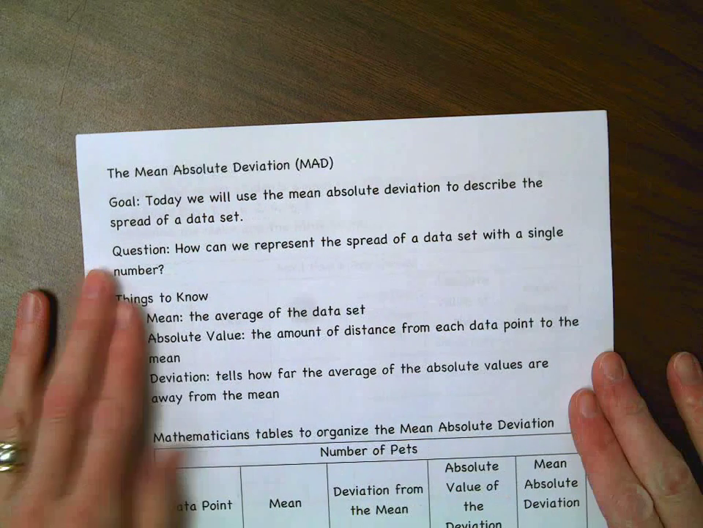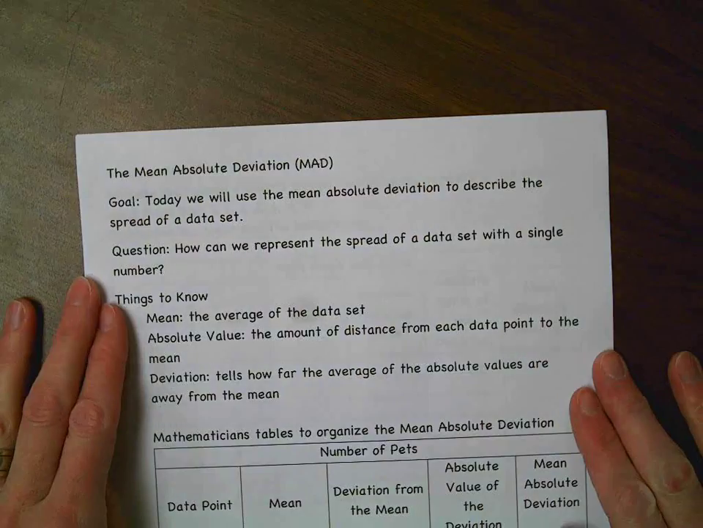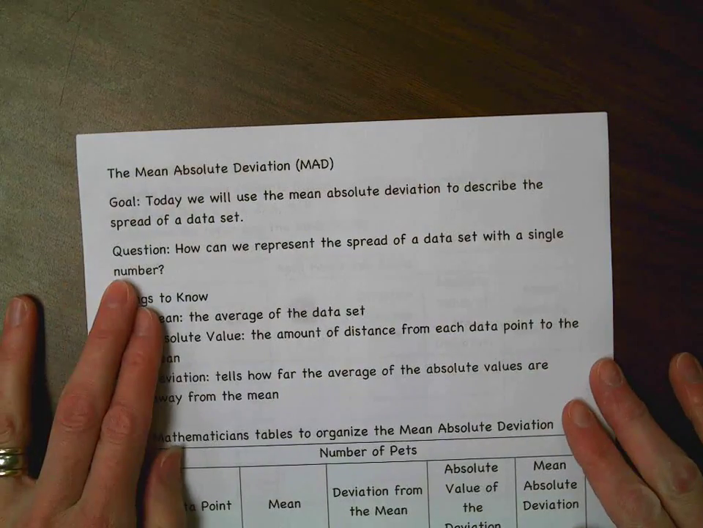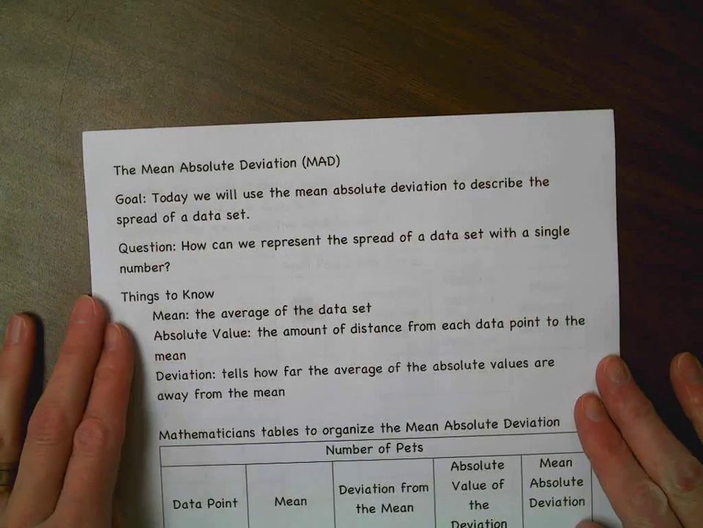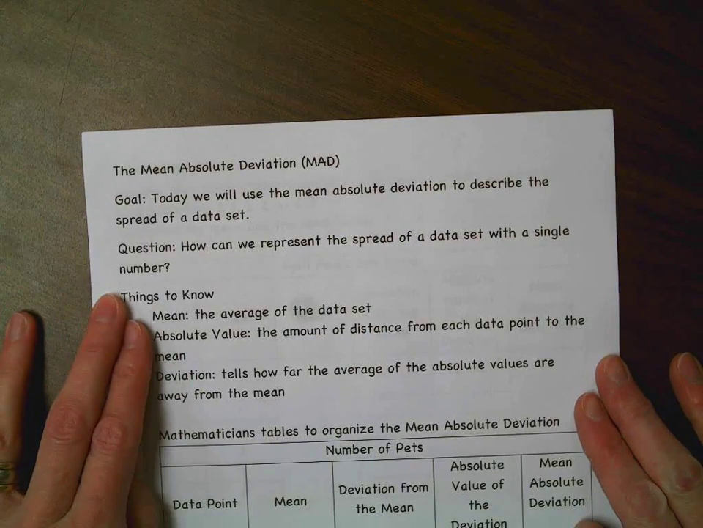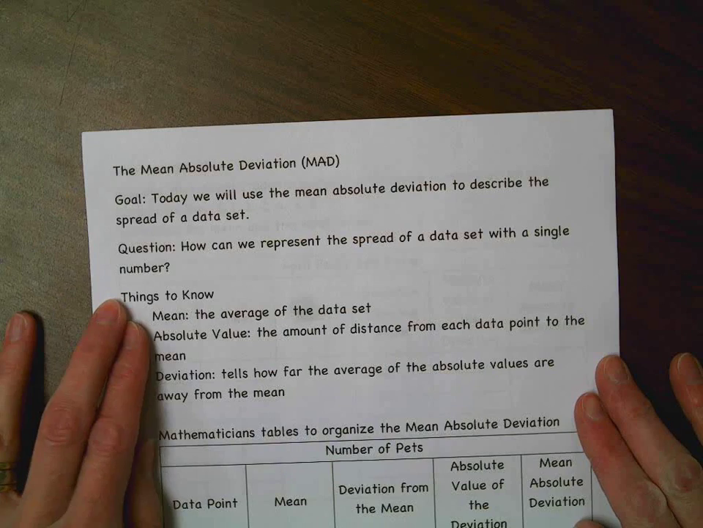All right, so our goal for today. Today we will use the mean absolute deviation to describe the spread of a data set. The question that I want you to be thinking about during this lesson is, how can we represent the spread of a data set with a single number?